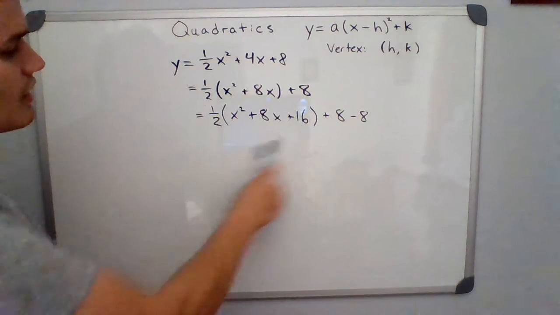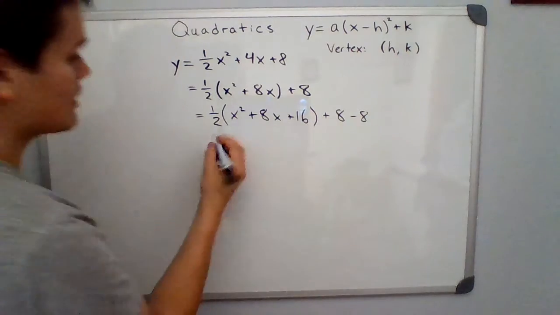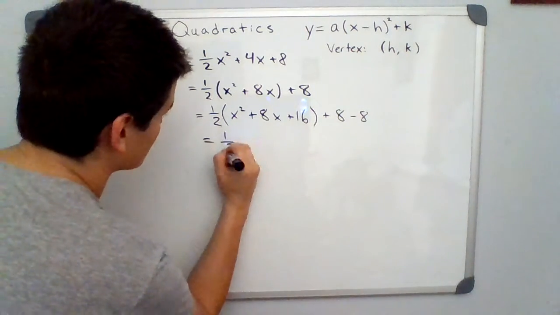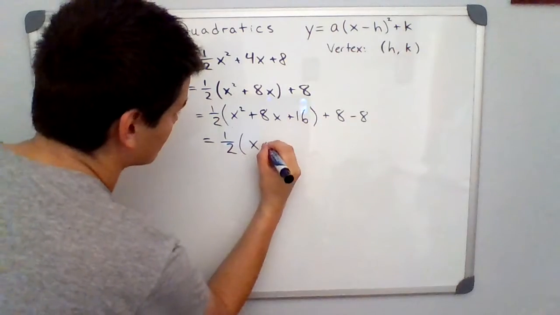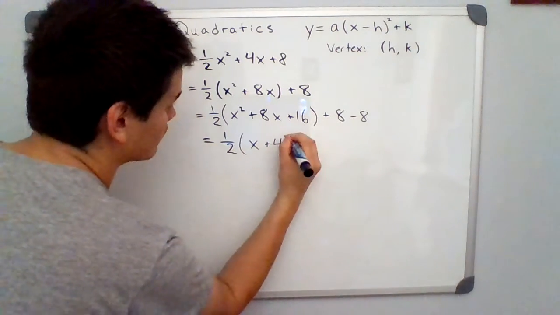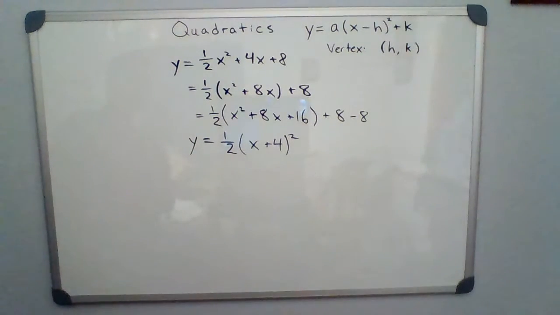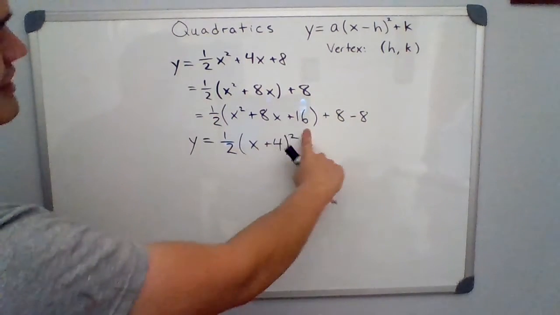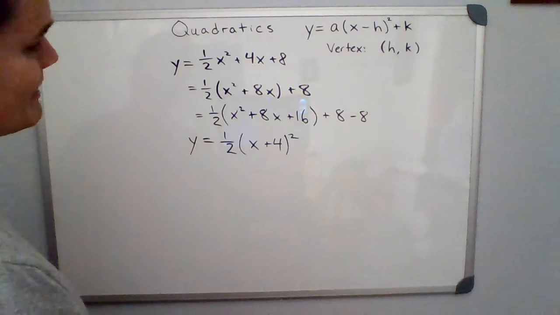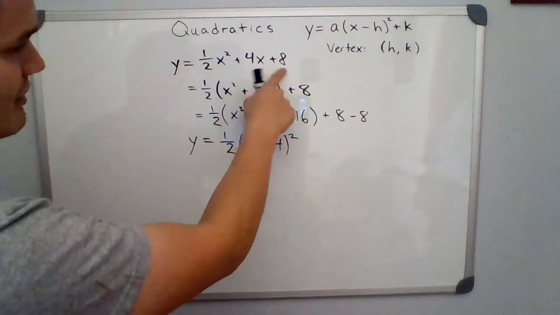Since I have 16 times 1/2, which would be like adding 8, I'll have to subtract 8 from there. So this is actually going to end up being 1/2 times (x plus 4) squared, and then the 8 minus 8 disappears. From here, I actually could have just left the 8 inside, because I could have just factored out the 1/2 and I would have had 16 there already. I don't know if you can see how I could have just left the 8 there and factored out the 1/2.